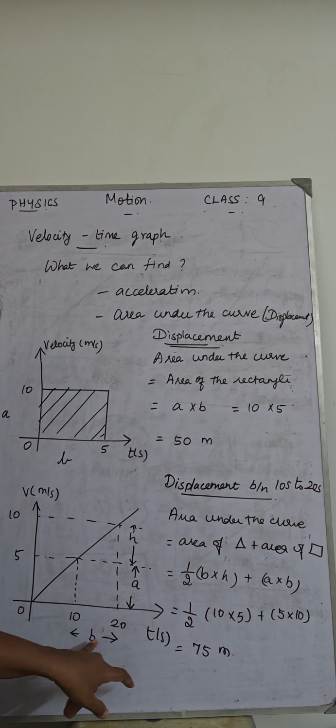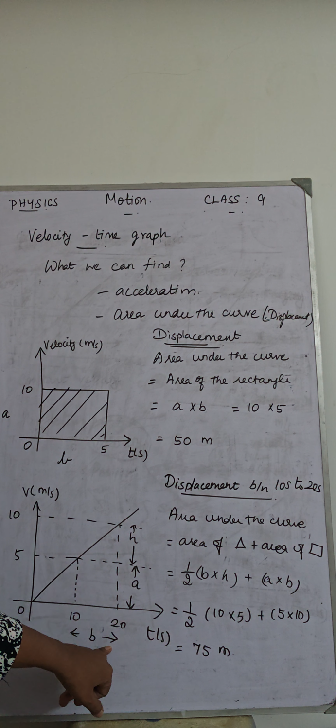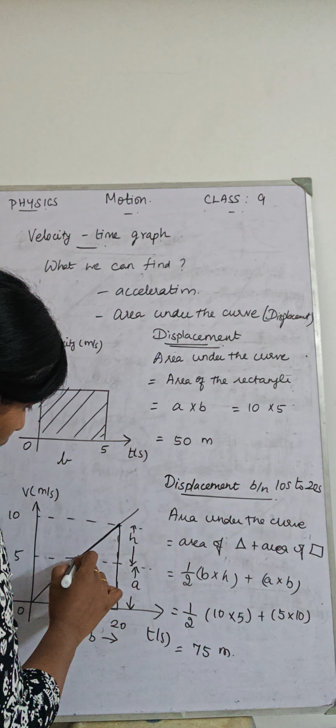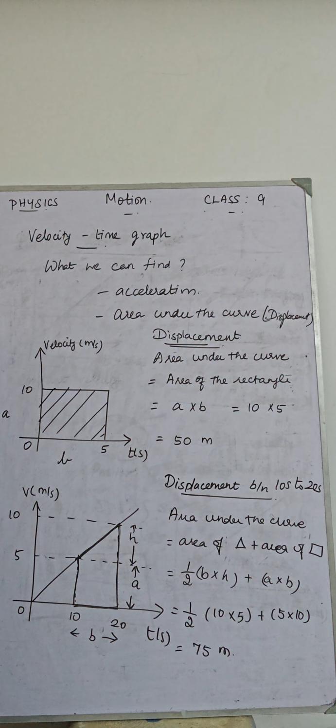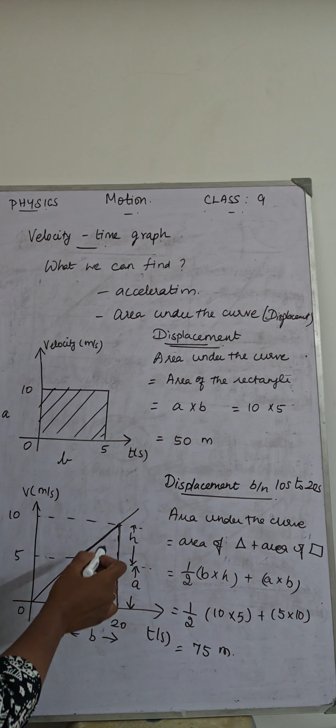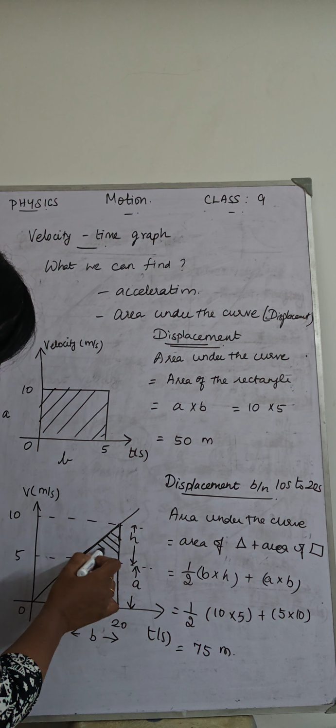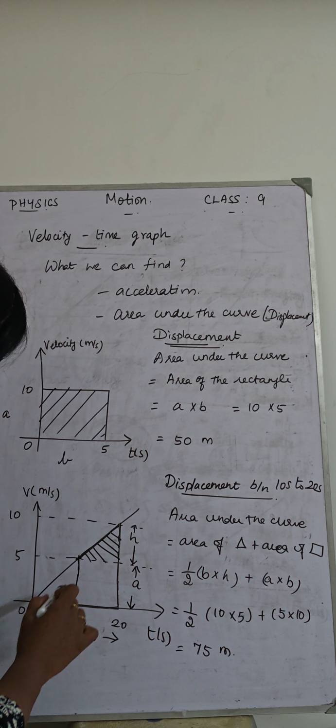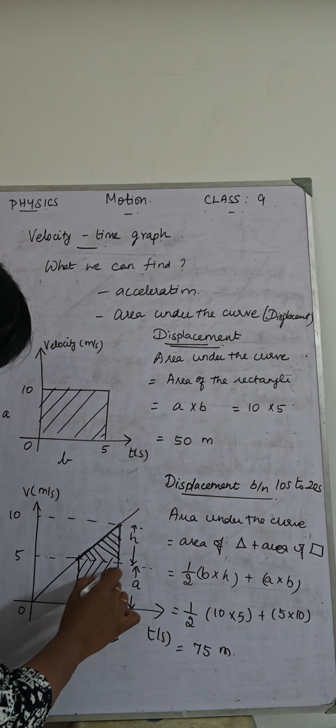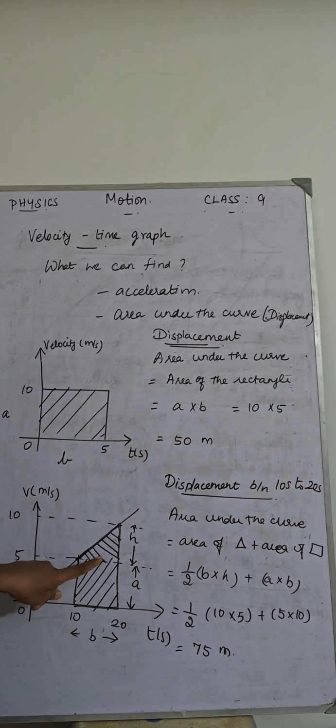Here I have taken between 10 to 20 seconds. The displacement of the vehicle between 10 to 20 seconds. So here I have to find out the area under the curve. Where is the curve? This is the curve between 10 to 20. So I have to find out the area under this curve. One I have is a rectangle in shape, the other one is a triangle in shape. I am shading both the values. So first, the area of the triangle, and another, the area of the rectangle.